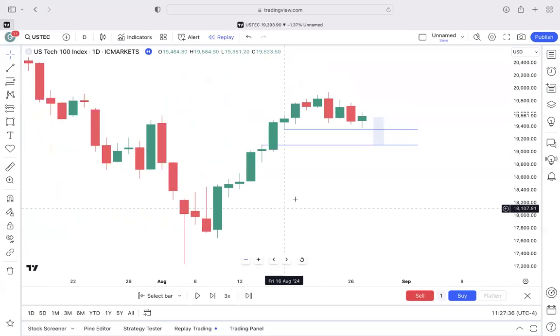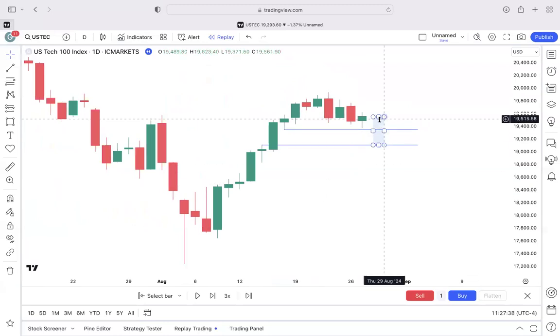Okay. So with that being said, I have my prediction for Wednesday. Now we have to go find an intraday trading model to get in line with that.